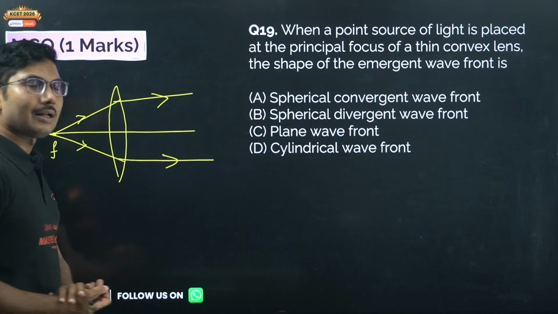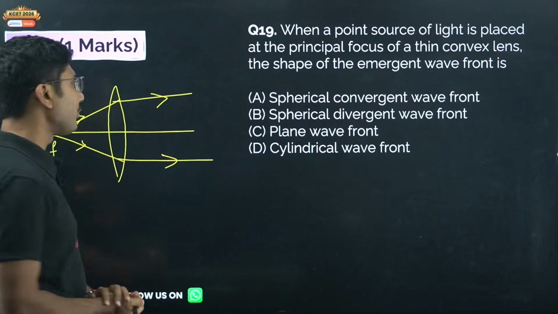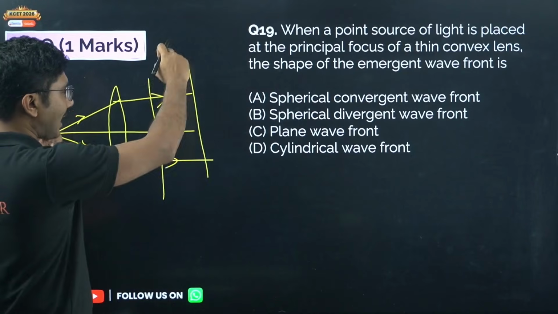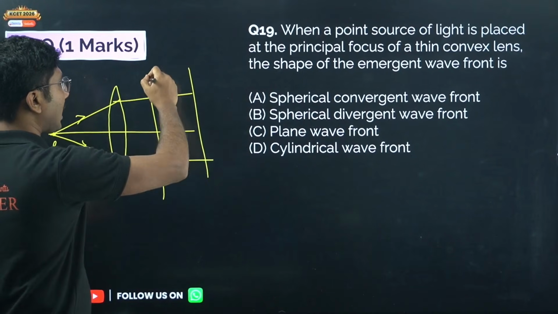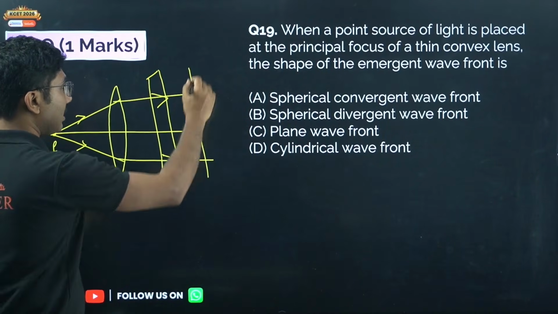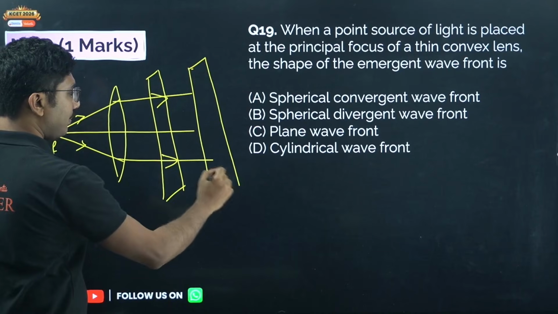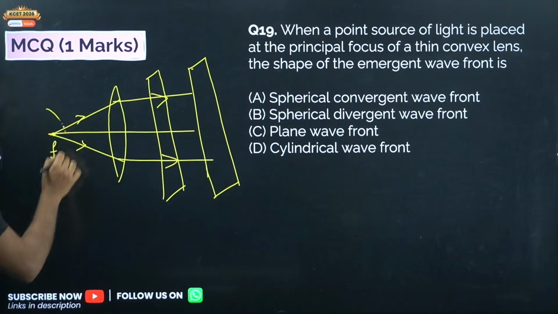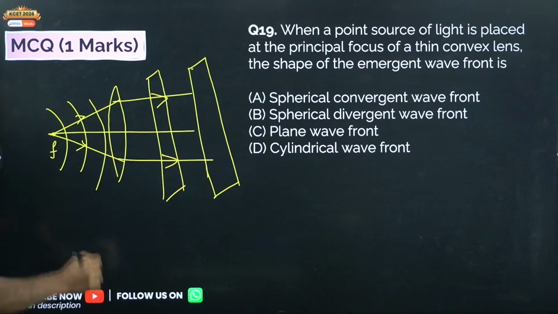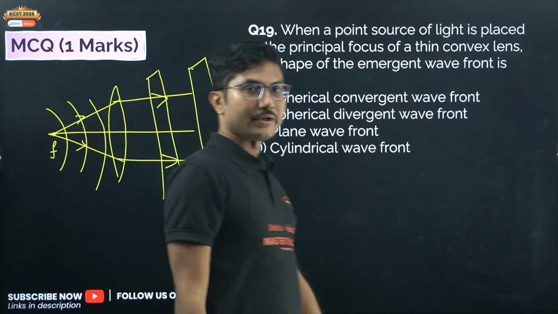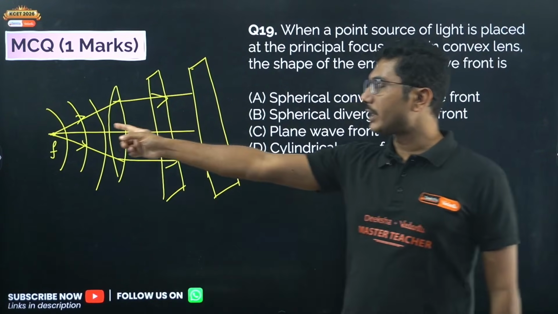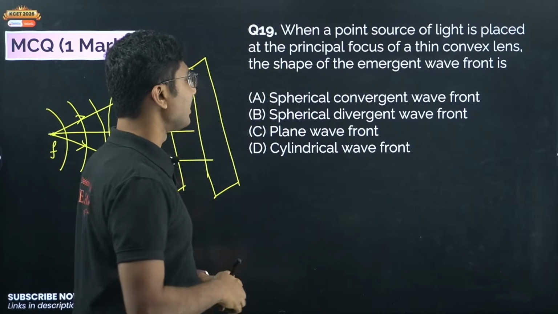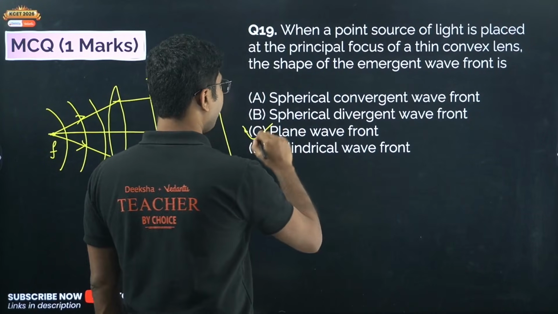So for parallel rays of light, what is the shape of the wavefront? The shape of the wavefront is also parallel. This is a parallel plane. Okay, so this will be like this, a parallel plane. So it will be a plane wavefront. Before incidence, it was a spherical wavefront. So through this method, you can convert a spherical wavefront into a plane wavefront. Okay, this is one of the methods. So it will be a plane wavefront.